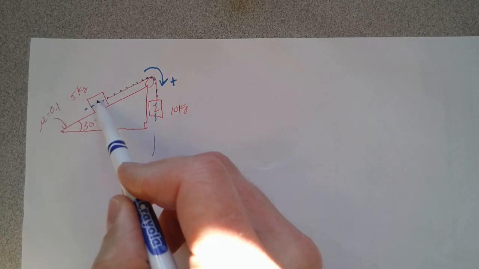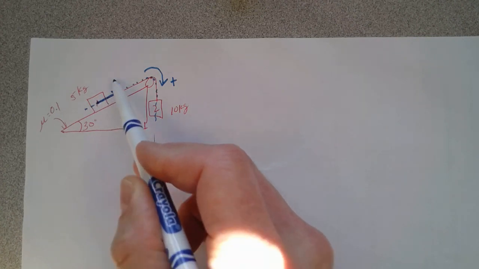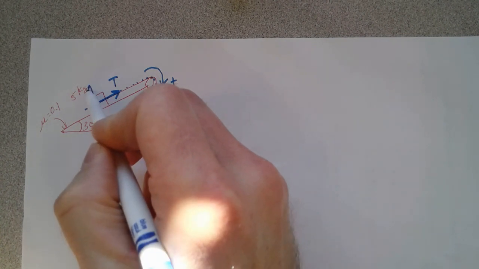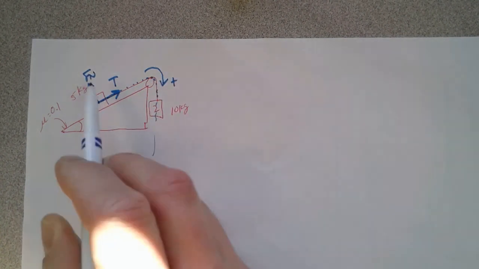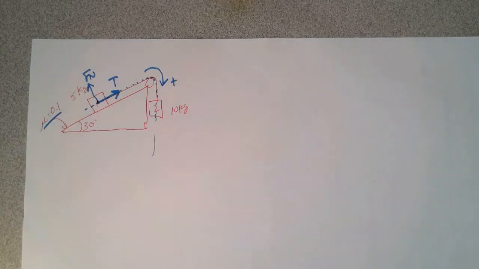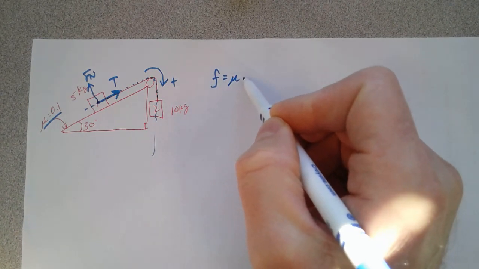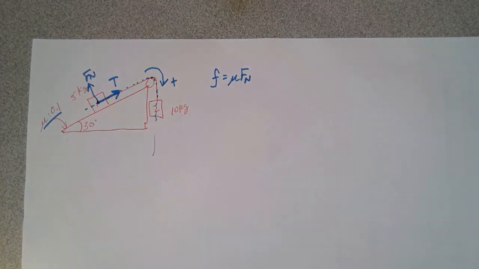All right, so on this block we have the tension of the string that would be dragging it up the ramp. We have the normal force perpendicular to the surface, and we need the normal force because we have a mu. Anytime we have that mu in there, we have to use the friction equation. I'm going to write that down right now so we know that we have to use that.